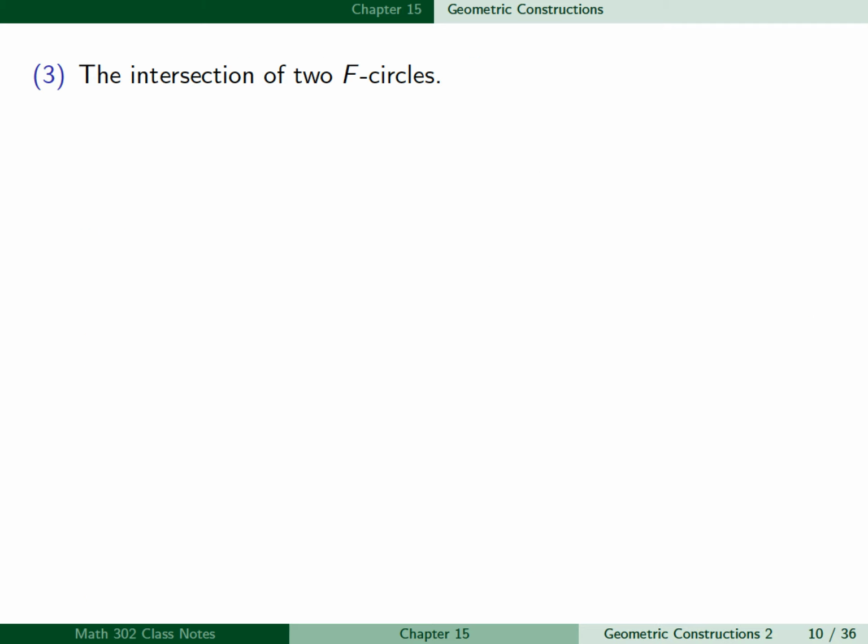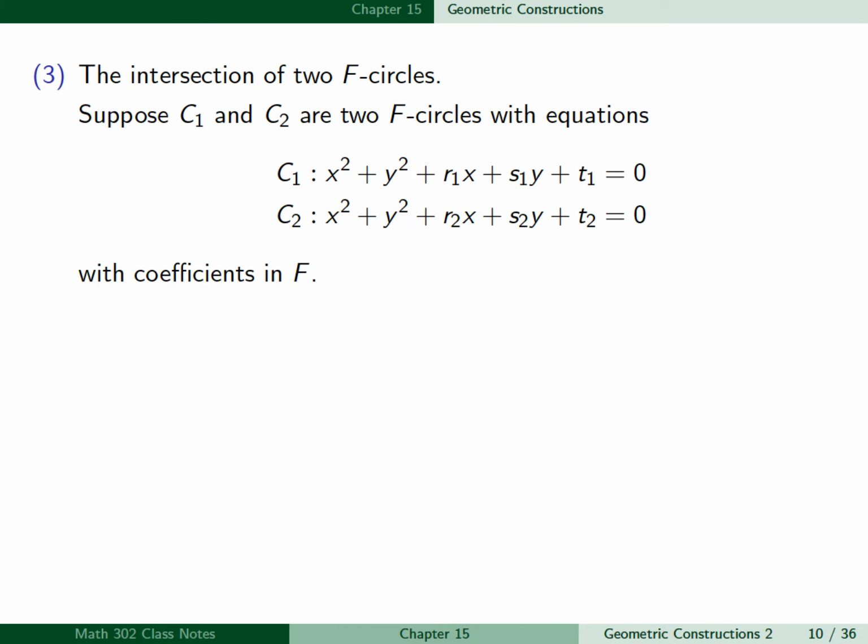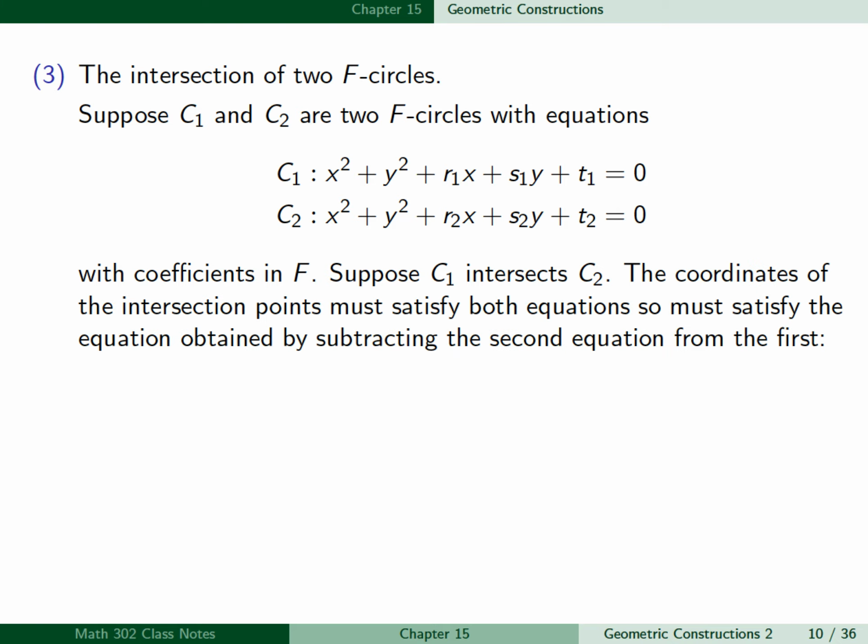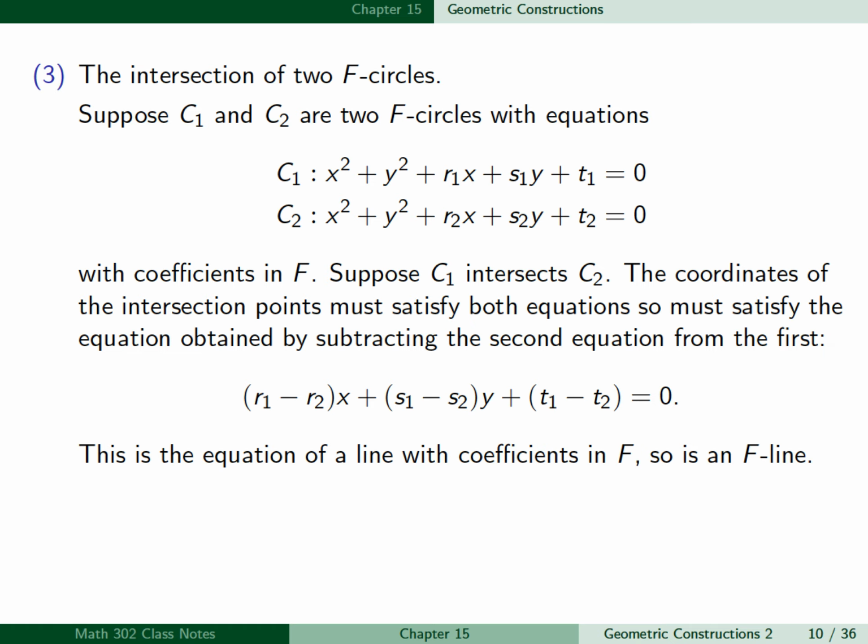Third, we want to look at the intersection of two F circles. And so let's suppose that C1 and C2 are two F circles with equations shown with coefficients in F. And let's suppose that C1 intersects C2. Now, the coordinates of the intersection points must satisfy both equations, so they must satisfy the equation obtained by subtracting the second equation from the first. And subtracting the second equation from the first, the quadratic terms will cancel, and we'll be left with (r1 minus r2) times x plus (s1 minus s2) times y plus (t1 minus t2) equals 0.